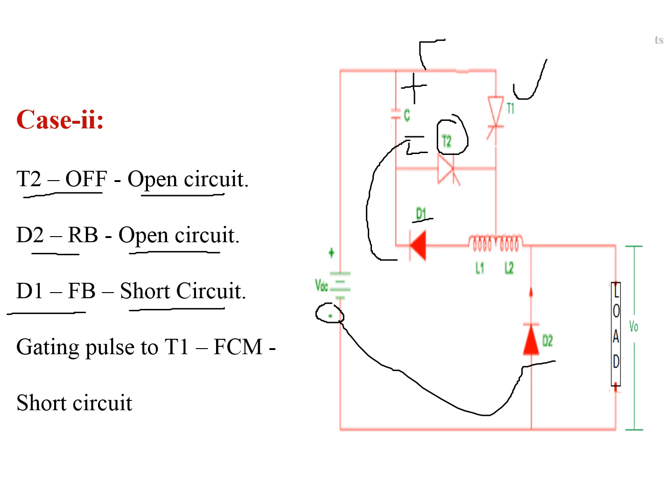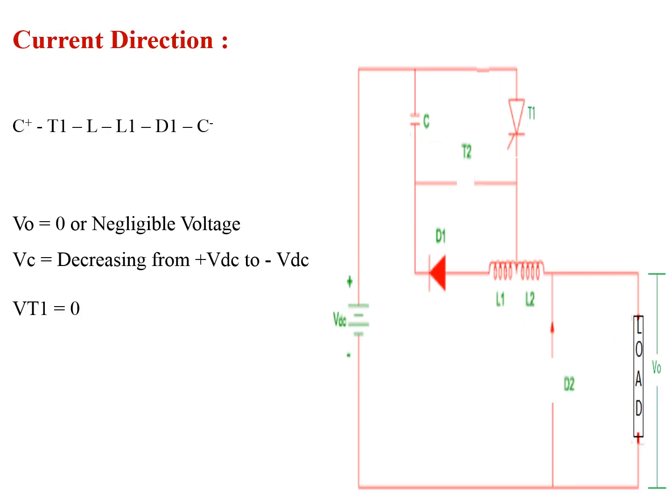By applying the gating pulse to thyristor T1, it comes from forward blocking mode to forward conducting mode and it acts as a short circuit. This is the circuit diagram after applying the gating pulse to thyristor T1.